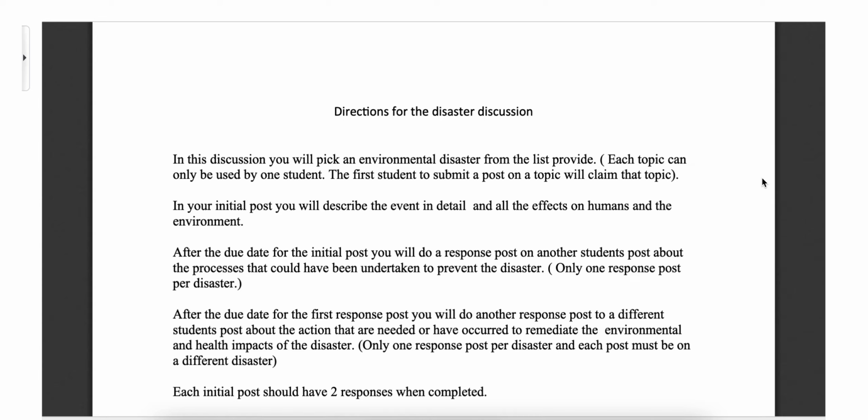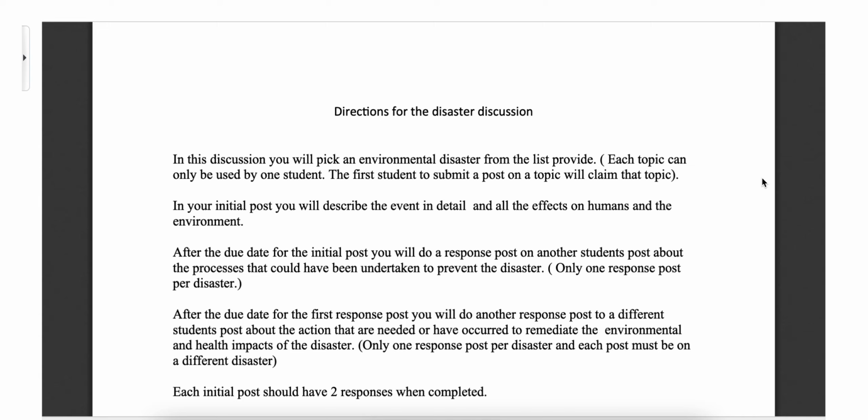So for that, you're going to pick one, and then realize that for each initial post, only one person can do response one. So for each initial post, only one person can talk about the processes that could have been undertaken to help prevent that disaster. That way, every initial post will get that, and everyone's looking at it from a new perspective. So if one person's already done it, you need to move on to a different post.